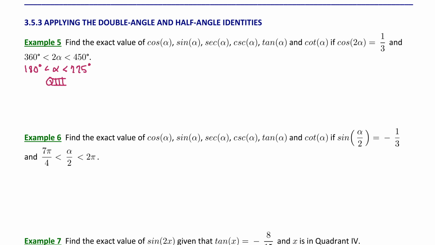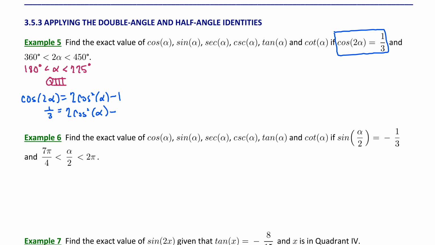Now, recall that there are 3 different double angle identities for cosine. I'm going to start with the one that is cosine of 2 alpha equals 2 cosine squared alpha minus 1. Then we'll be able to determine cosine of alpha from cosine of 2 alpha. The problem tells us that cosine of 2 alpha has a value of 1/3. So I'm going to plug that in. Notice I'm replacing the entire expression cosine of 2 alpha. I'm not plugging 1/3 in for the argument.